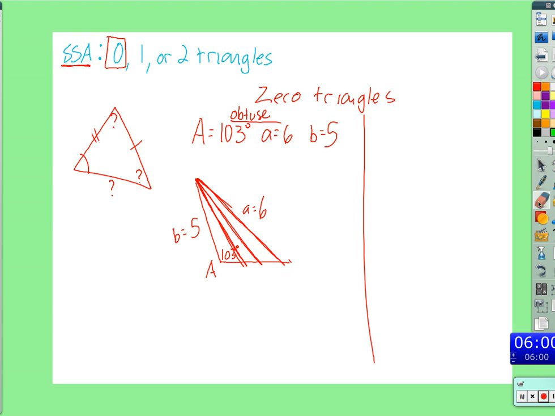Even if that side is just the tiniest bit smaller, or the tiniest bit bigger, like 5.1, even if it's just a little bit bigger, then it would just go like this. Really, really skinny triangle. That would be a triangle. So there's your first case. If this thing that's supposed to be the hypotenuse is being said to be shorter than some other side that's supposed to be shorter than this.